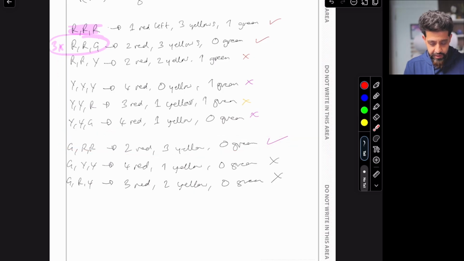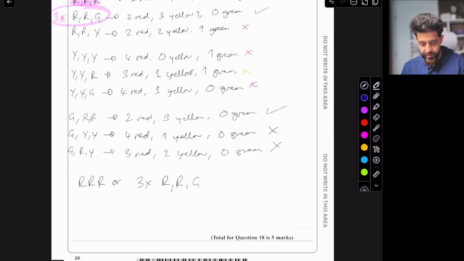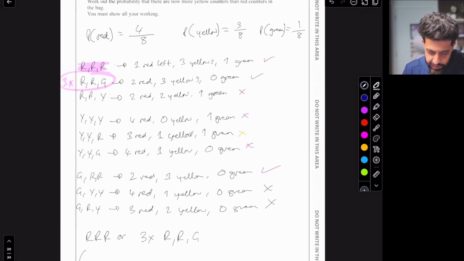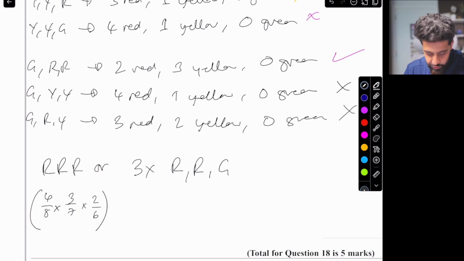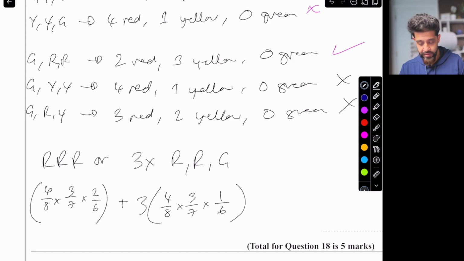Red and 2 reds and 1 green. It's already covered in there in a different order. All right, so we want 3 lots of R, R, G, which would be the same probabilities anyway. Okay, we want that. So for the red, we had 4/8 times the next one would be 3/7 times the next one would be 2/6 because it reduces by 1. And then 3 lots of that. Red is 4/8 times 3/7 times 1 green, 1/6. Okay, so there we go.